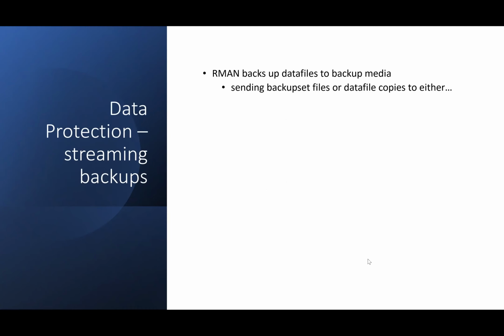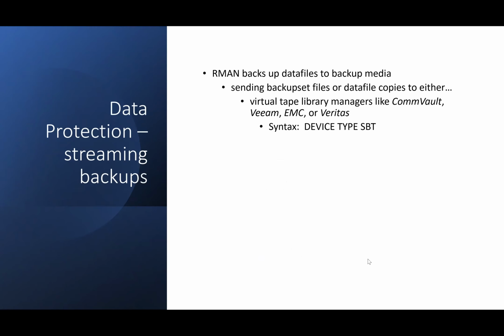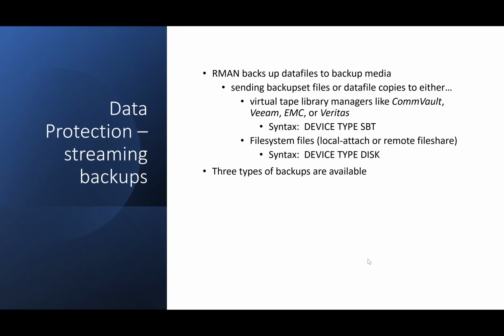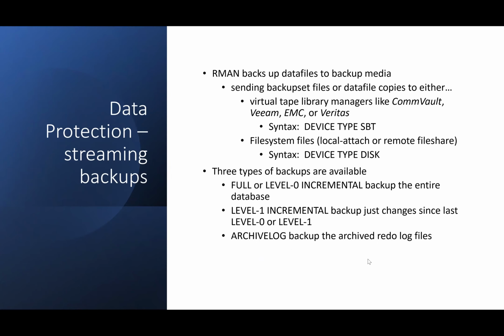streaming backups, RMAN backup sends the backup sets to either device type SBT or device type disk. Three types of backups are available: full or level 0 incremental, level 1 incremental, or archive log backups. Mostly this is for folks not familiar with Oracle. Okay, so that's pretty much how RMAN does its job. Each type also includes other additional files such as control files, parameter files, BCT files, flashback log files. All those things get swept into a backup as well.